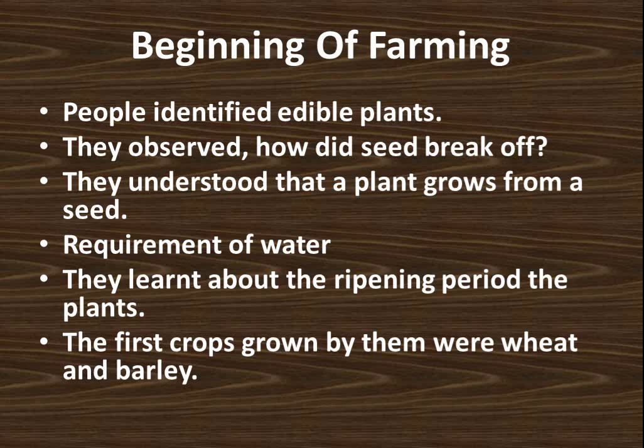Then they understood the requirement of water, that the particular plant needs water also. They learnt about the ripening period of the plant also, means how much time a particular plant takes to ripen. Due to that complete process, they were learning from the environment only, and they started growing crops. The first crops that they started growing were wheat and barley.